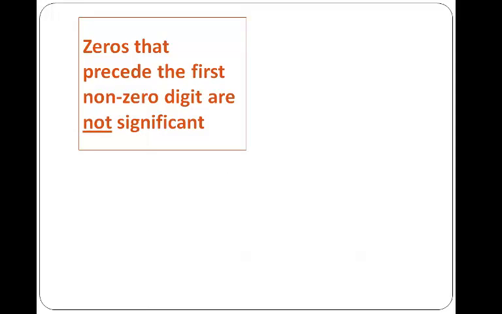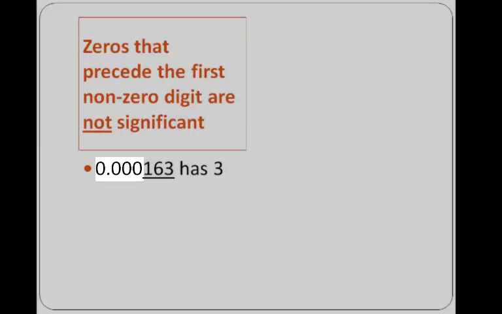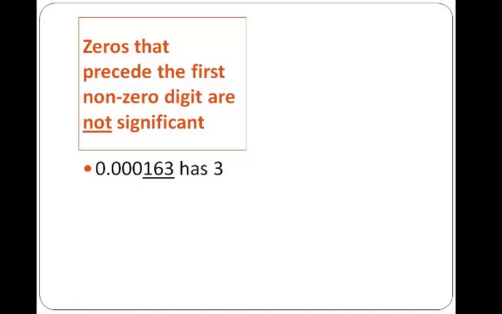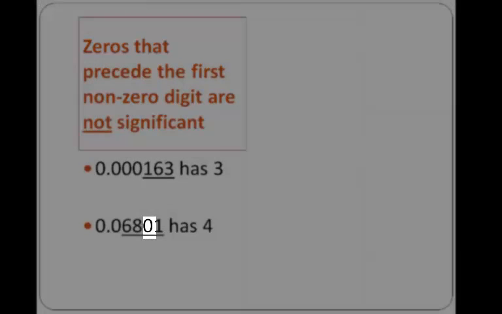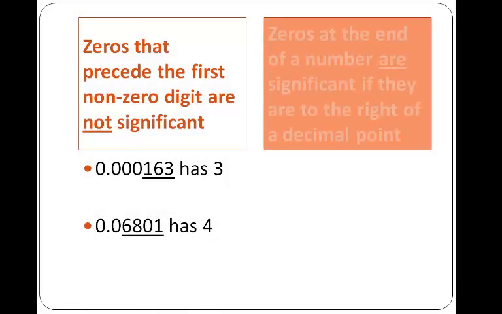All right, next set of rules. Zeros that precede or come before the first non-zero digit are not significant. So if I give you the number 0.000163, all of those zeros, because they come before the first non-zero digit, are not significant. So this is measured to 3 significant figures. 0.006801, the 0 in the middle is significant, the zeros at the front are not, so it has 4 significant figures.